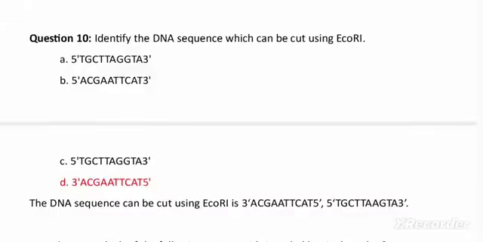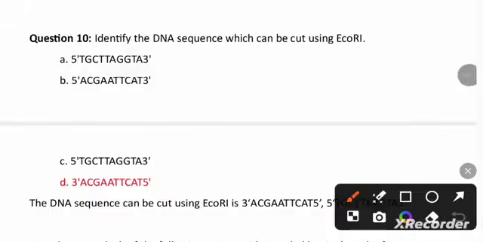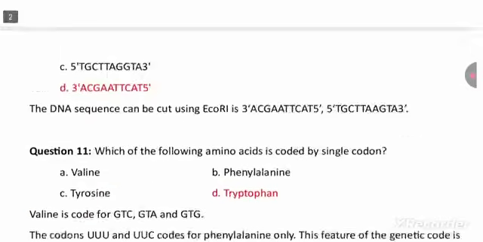Option D contains the palindromic sequence for the EcoRI enzyme, that is GAATTC. So this is the correct option for this question.